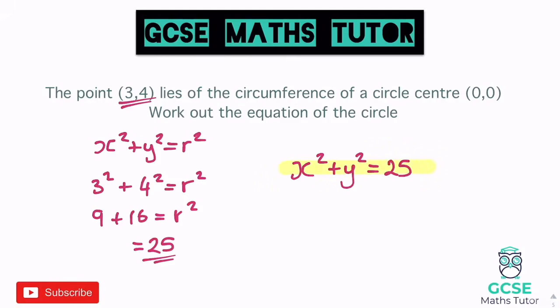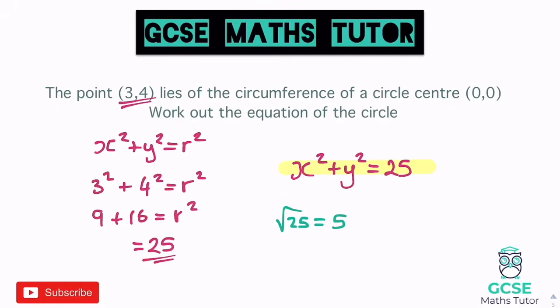And although it doesn't ask for it, we could think about what the radius is here. If we did the square root of 25, we would get 5 as our radius. Obviously that's not part of the question here. It says work out the equation of the circle, but just thinking about that as well, you could actually get the radius there as 5.